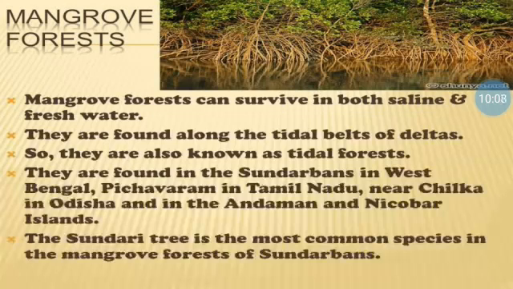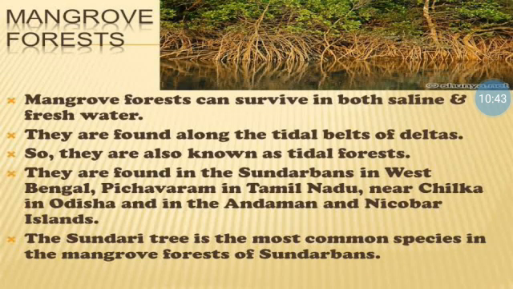The third forest is mangrove forest. Mangrove forest can survive in both saline and fresh water. These mangrove forests are found along the tidal belts of deltas, so they are also known as tidal forests. These mangrove forests are found in Sundarbans in West Bengal, Pichavaram in Tamil Nadu, near Chilka in Odisha, and in the Andaman and Nicobar Islands.